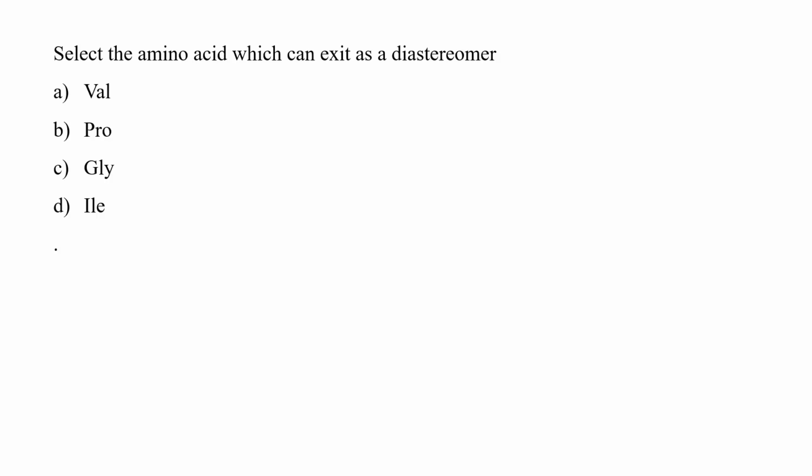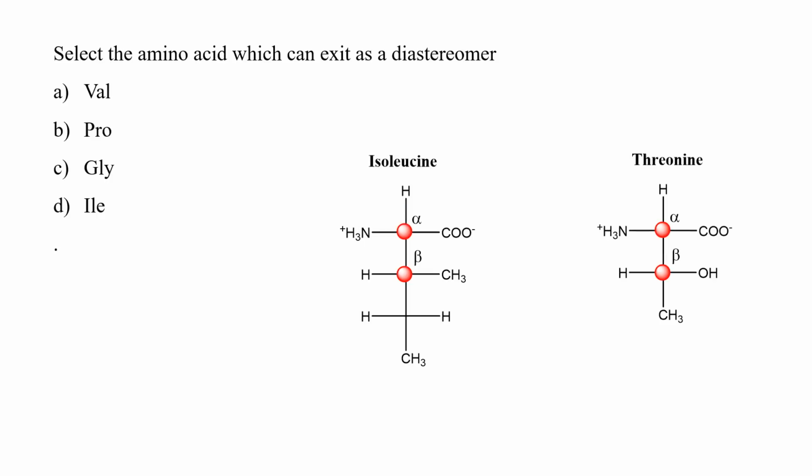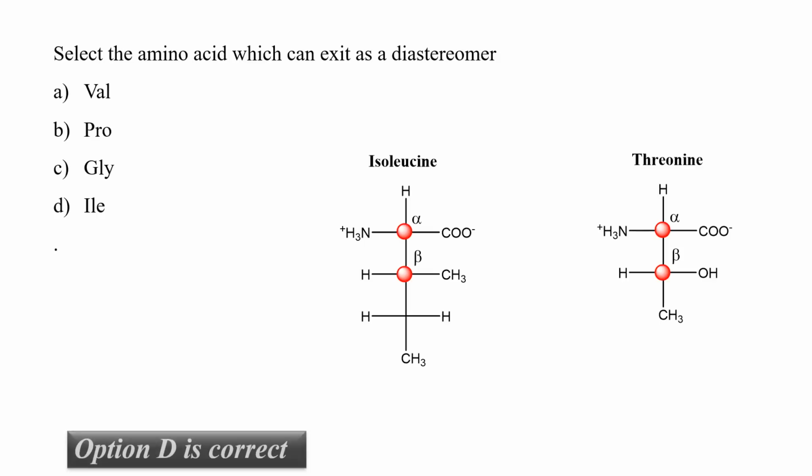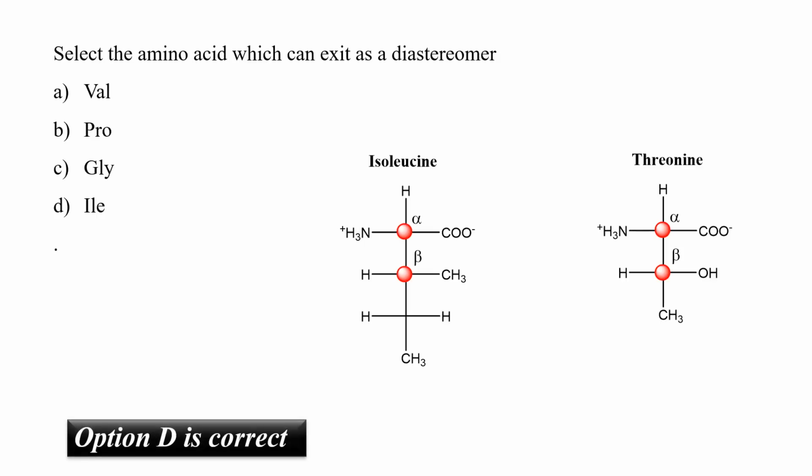Select the amino acid which can exist as a diastereomer: valine, proline, glycine, or isoleucine. Stereoisomers that are non-superimposable, non-mirror images are known as diastereomers, and generally this phenomenon is observed when a chemical has more than one chiral center. Isoleucine and threonine have two chiral centers, while glycine has none. So isoleucine and threonine can exist as more than one diastereomer, while glycine will never produce an optically active compound.